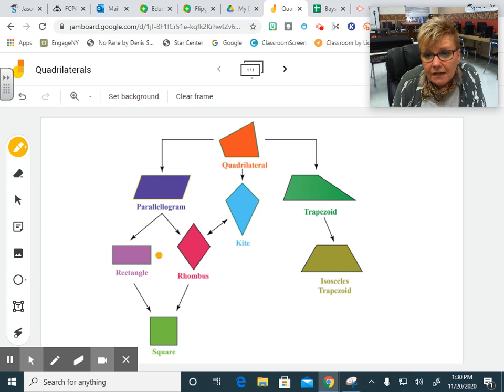Quadrilaterals are just special kinds of polygons. So it has to be a polygon. It has to be closed. It has to have straight sides. But if it's got four sides, it's considered a quadrilateral. Quad means four. So four sides makes it a quadrilateral.